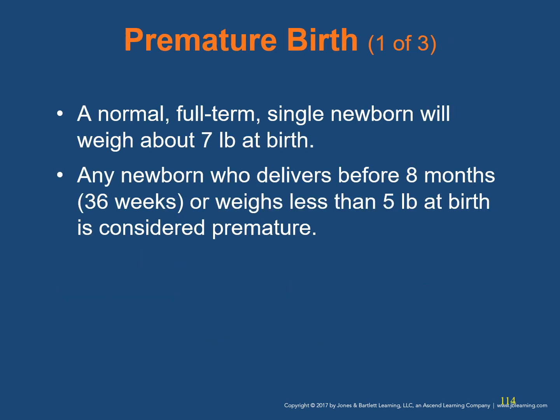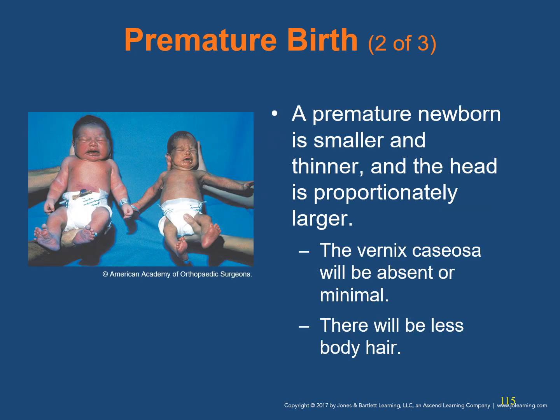Premature birth. A normal full-term single newborn will weigh approximately 7 pounds at birth. Any newborn who delivers before 8 months, or 36 weeks, or weighs less than 5 pounds at birth is considered premature. A premature newborn is smaller and thinner than a full-term newborn, and the head is proportionally larger in comparison with the rest of the body. The vernix caseosa will be absent or minimal on a premature newborn. There will also be less body hair.